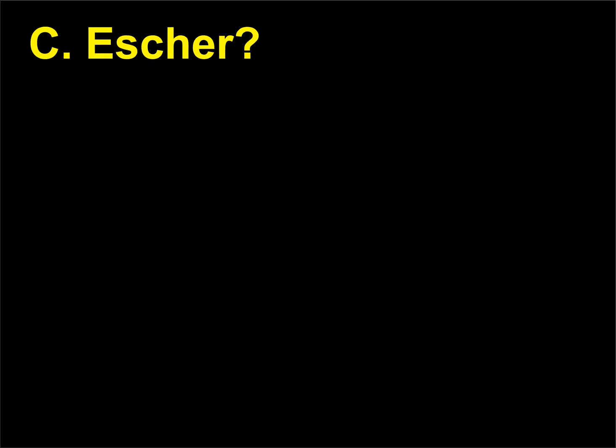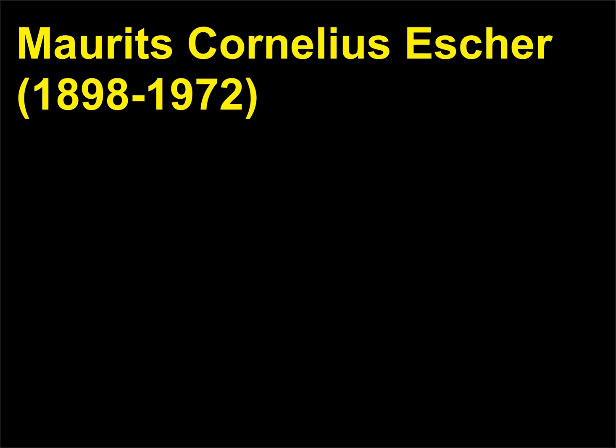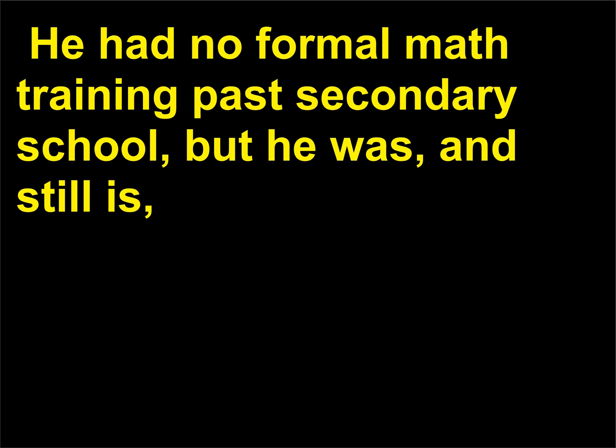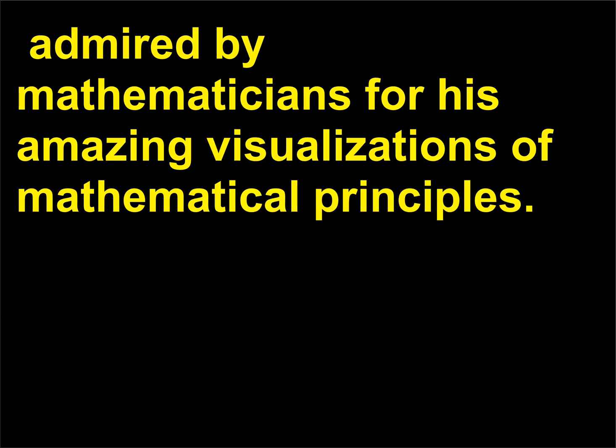Who was M. C. Escher? Moritz Cornelius Escher, 1898–1972, was a Dutch painter famous for his mixing of art and mathematical concepts. He had no formal math training past secondary school, but he was, and still is, admired by mathematicians for his amazing visualizations of mathematical principles.